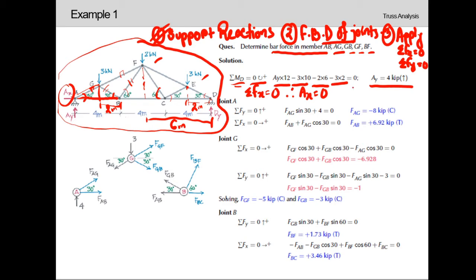And similarly, if we apply summation of Fy equals to 0, we will get the value of DY as well. So the value of DY will be 3, 2 and 3, which is in total 8. So here you can see 4 kip in upward direction, so another 4 is required, so the value of DY will be also 4 kip. So in this way we can calculate the support reaction.